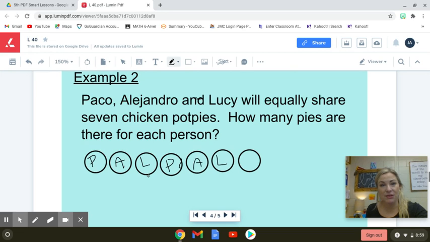Okay, they each get 1 full pie. Paco, Alejandro, Lucy. They get another full pie. We have 1 extra pie left over. There are 3 friends who are sharing these pot pies. Maybe these are tiny pies, I don't know.